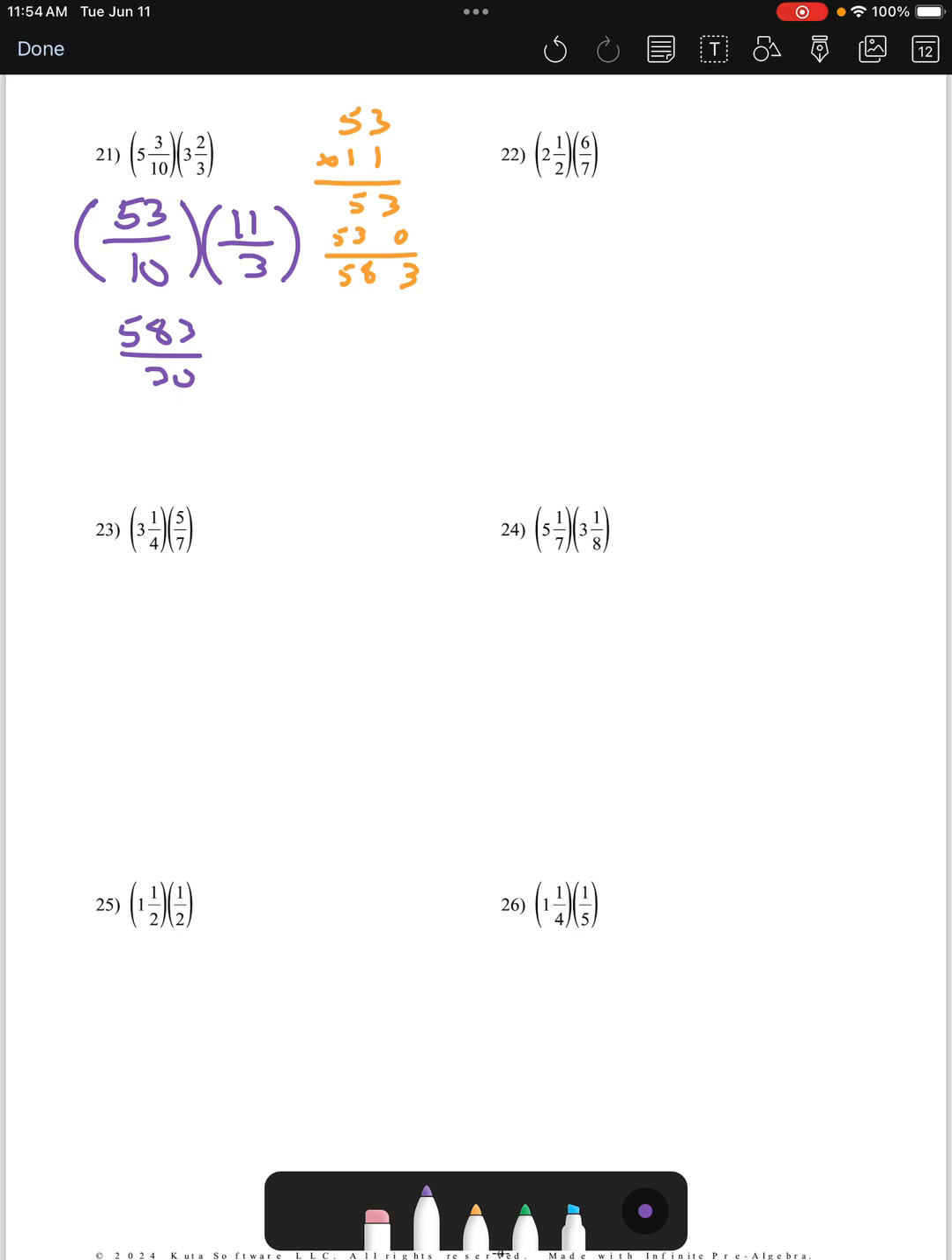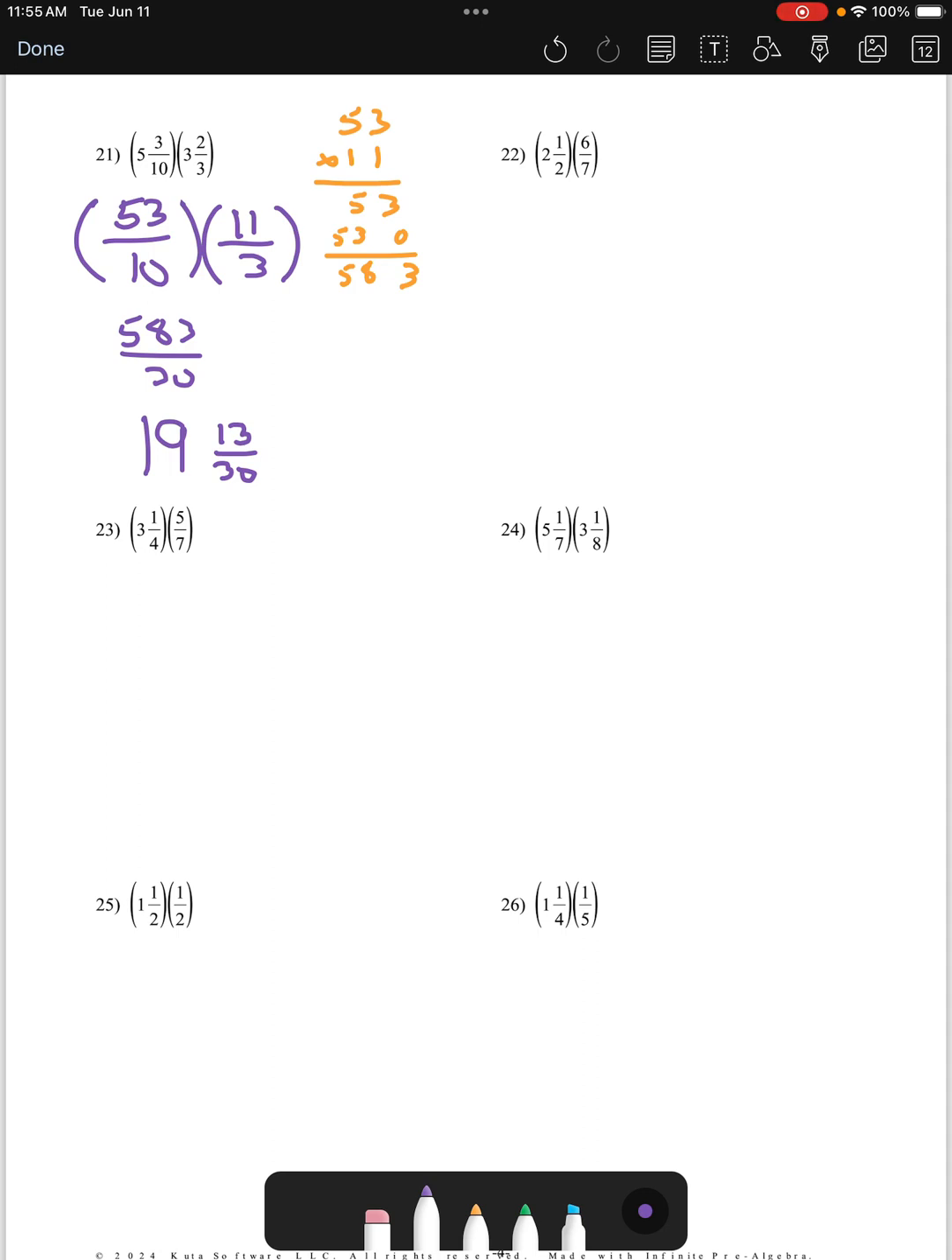over 30. Now, obviously, this is improper. So the question is, how many times can we take 30 away from 583? Well, 10 30s is 300. 20 30s is 600. And 583 is within 30 of 600. So I can't take 20 30s out, but I can take 19. 19 30s has a value of 570. What's left if you take 570 from 583? 13.